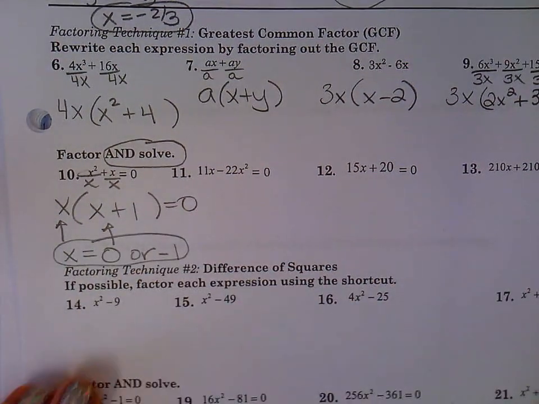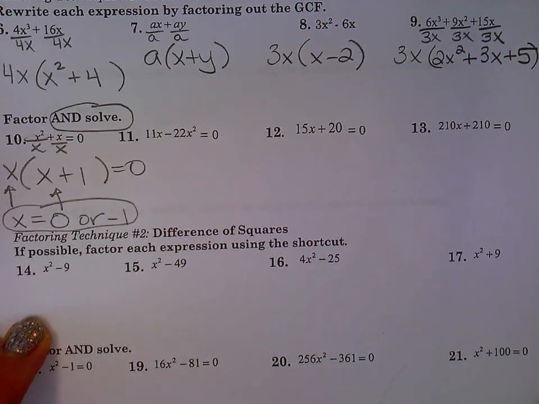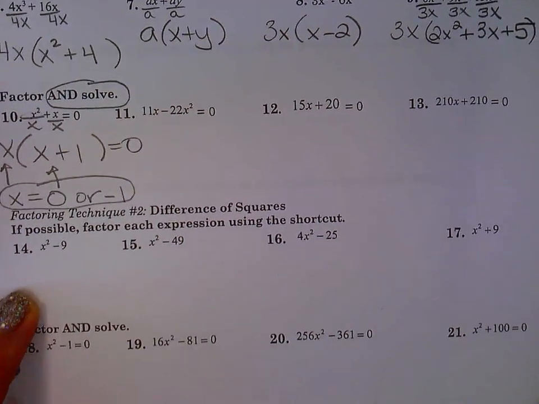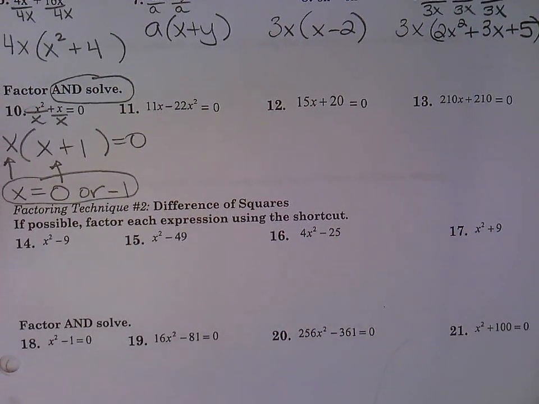Do you think you can try 11, 12, and 13? Factoring out the greatest common factor and solving for x. I'm going to give you like 3 or 4 minutes to try 11, 12, and 13. And then we're going to try the difference of squares.